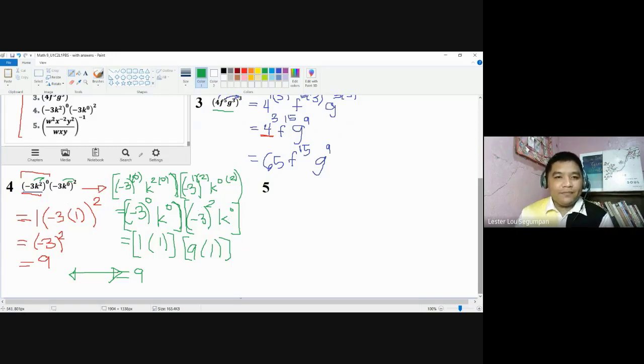So number 5, now for the last item for this short review. We have this expression all to the power of negative 1. Now we do have the law of negative exponents. That's correct.